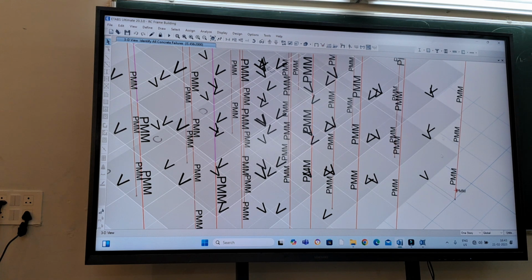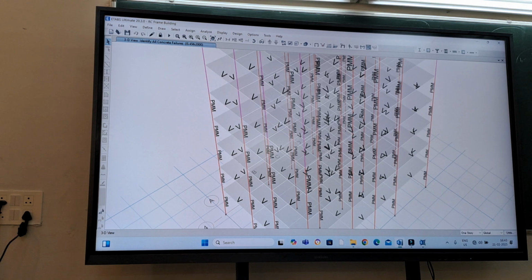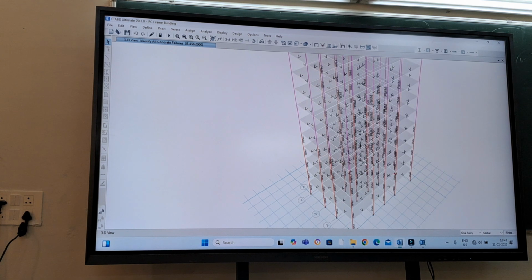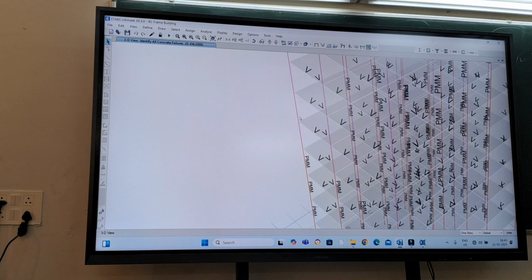Similarly, at some location it is given as V, meaning this member is failing in shear. V means shear. Okay, and pink means it is passed.